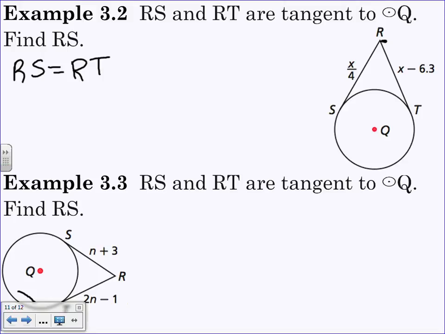Joseph, what am I going to substitute in for RS? X over 4. Gary, what am I going to substitute in for RT? X minus 6.3. Okay, now, can anybody volunteer what they think we're going to do first to solve for this problem? Daniel.